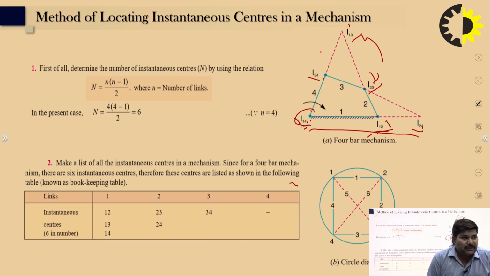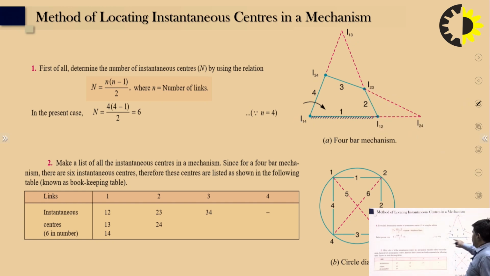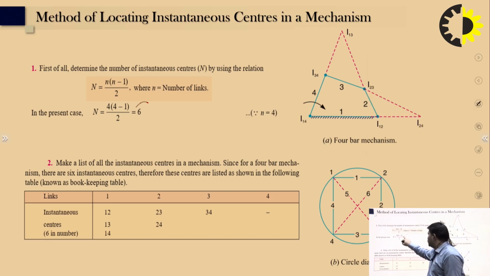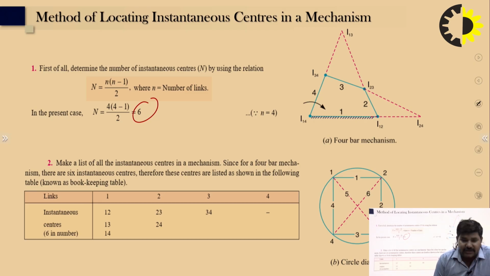So we can prove these equations. First of all, if you draw the number of instantaneous centers, in that case we can use n into n minus 1 by 2. You can put the value here: total 4 links are here, so n is 4. So in that case the number of instantaneous centers is 6.